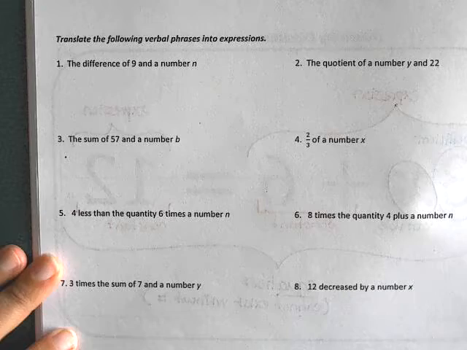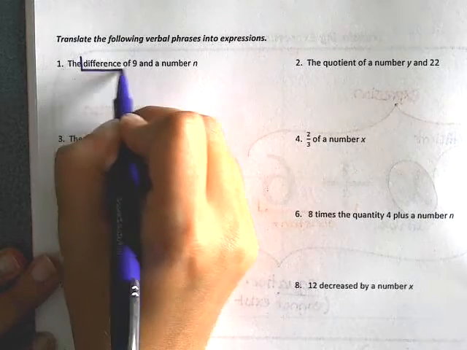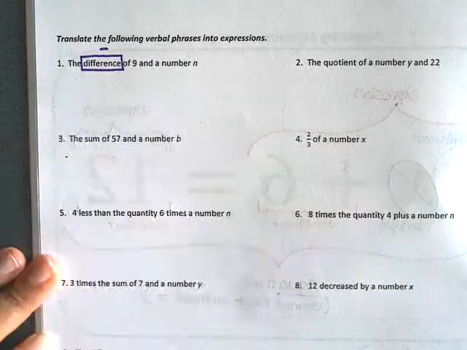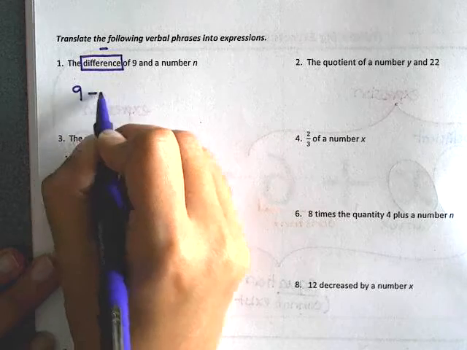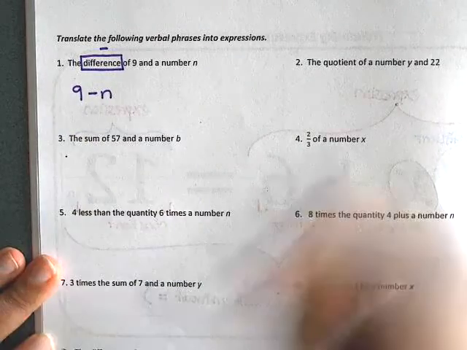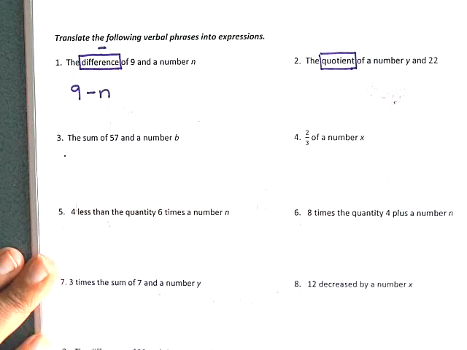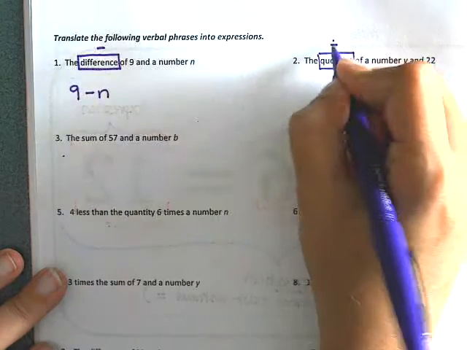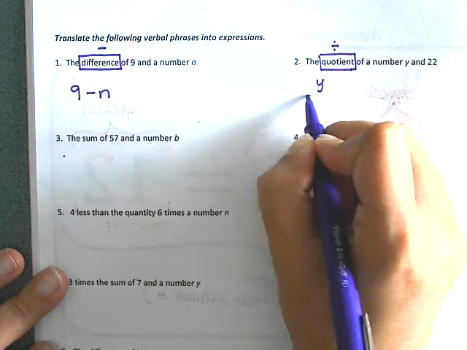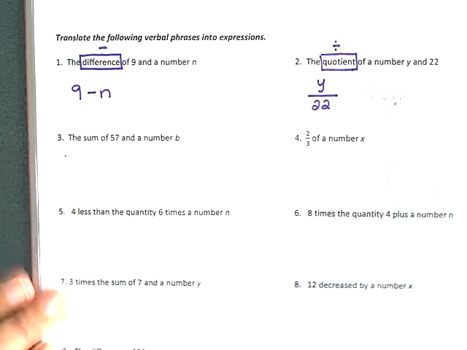It says the difference of 9 and a number n. The word difference means subtraction. So I would write 9 minus n. The quotient of a number y and 22. The word quotient means division. So I'm going to write it like a fraction, y divided by 22.